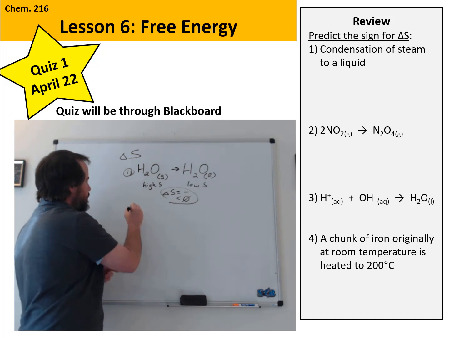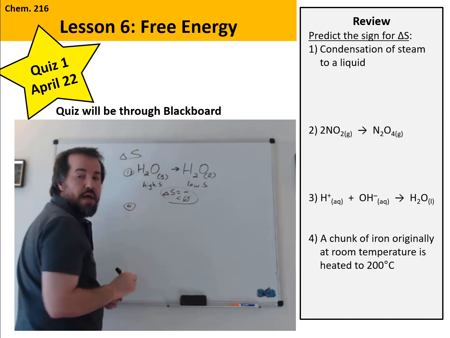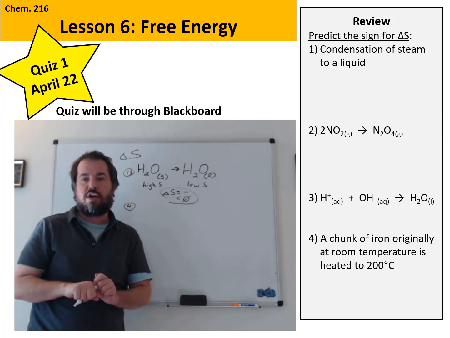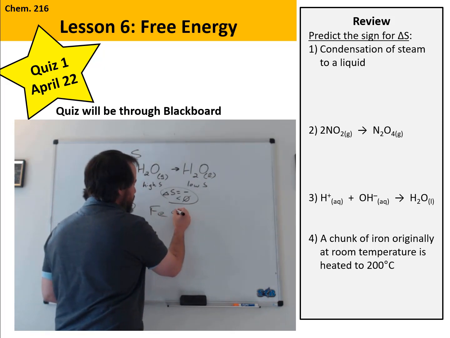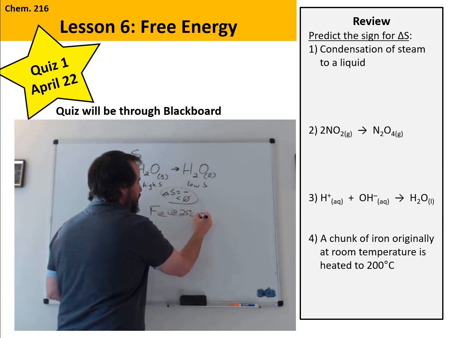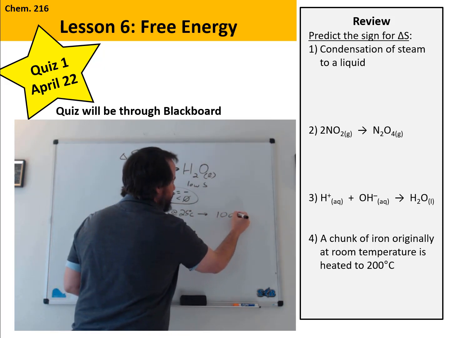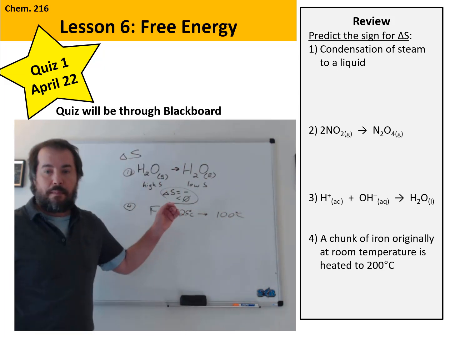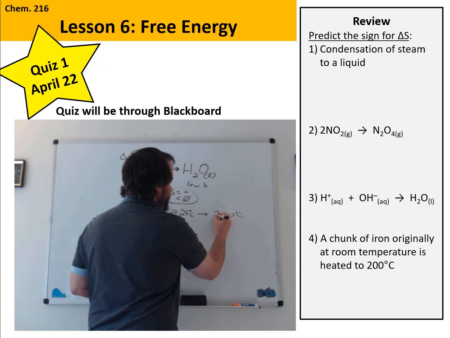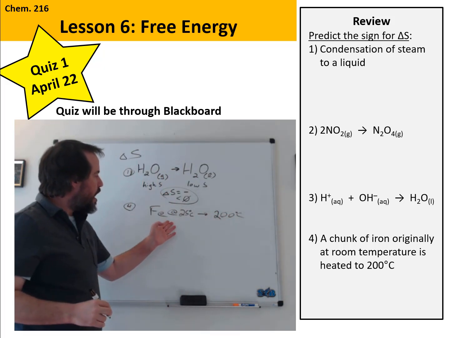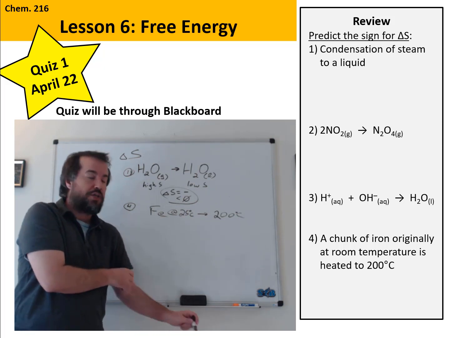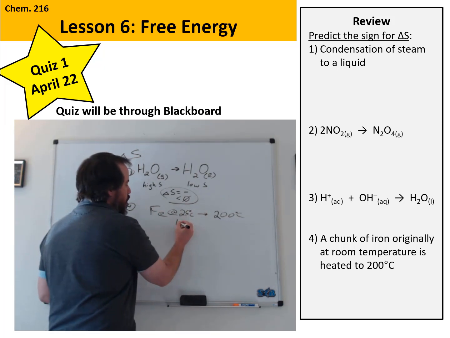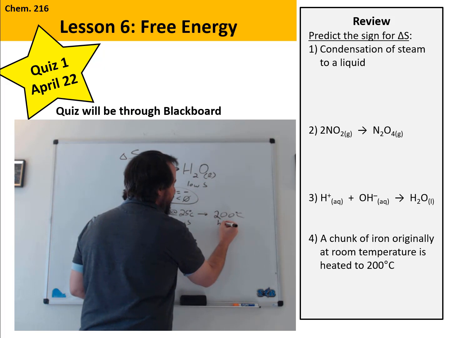In D4, we have a chunk of iron originally at room temperature, at 25 degrees C, and we're going to 100 degrees. 200 degrees, doesn't matter. But what we said was with temperature, if I increase temperature, I'm going to go from low S to high S.